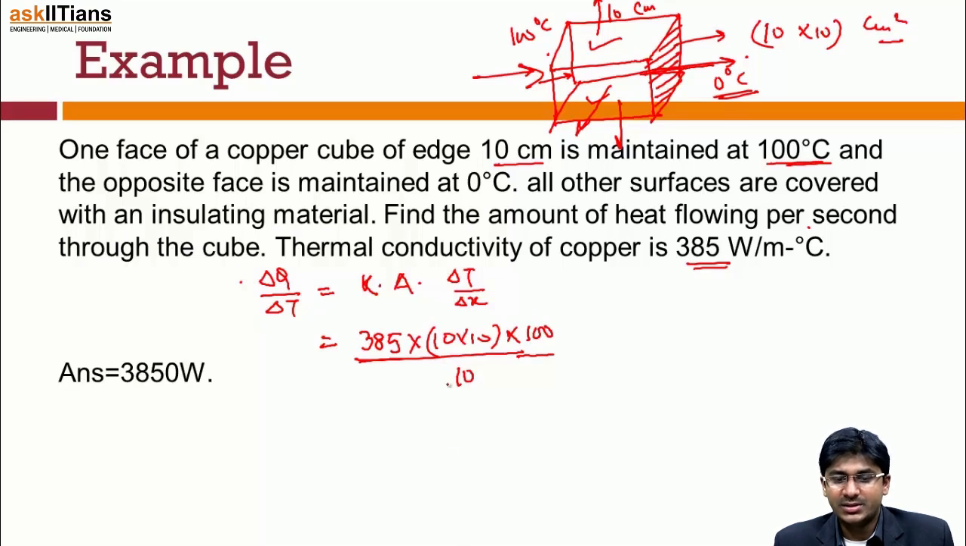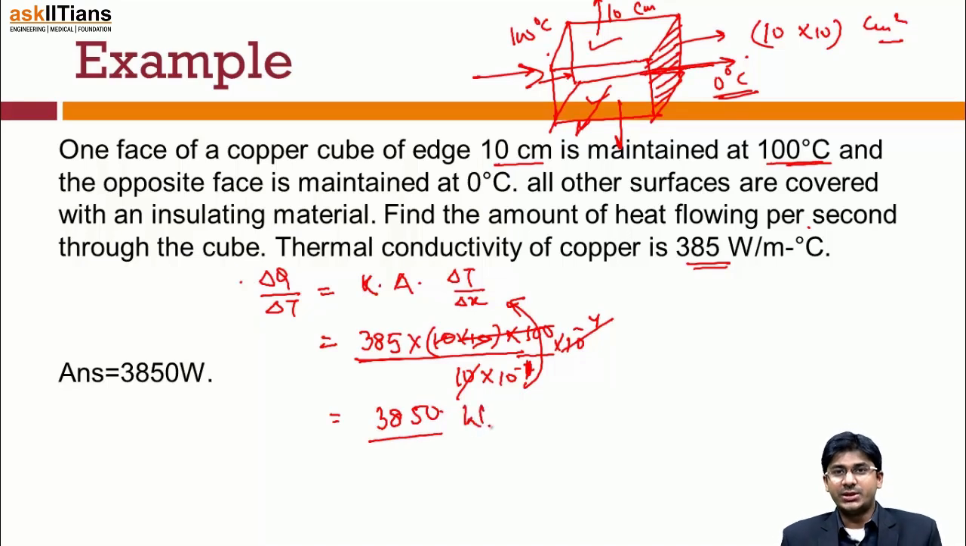Now this is in centimeter. So if you convert this to meter, this will become 10 to the power minus 2. This will become 10 to the power minus 4. Right? These 4 zeros will make this 1. This 10 will make this 10 to the power minus 1. When it goes above, it becomes 10. 3850 watt. So this is the rate of heat flow through this cube.